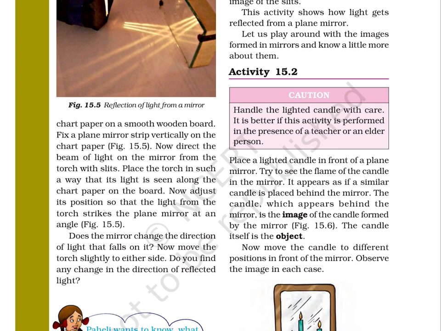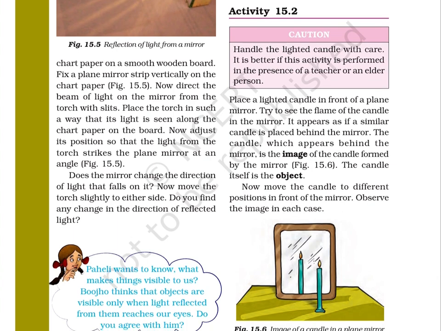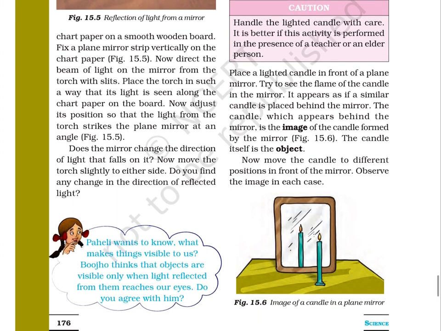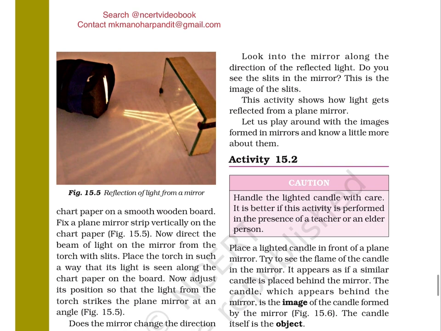Place the torch in such a way that its light is observed along the chart paper on the board. Now adjust its position so that the light from the torch strikes the plane mirror at an angle. You can observe this in figure 15.5. Figure 15.5, reflections of light from a mirror. Here we can observe the torch with slits of chart paper pasted on it, reflecting light from a mirror. The beam of light seems to have been divided in parts.